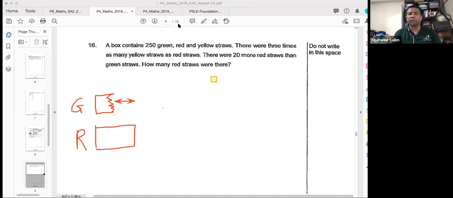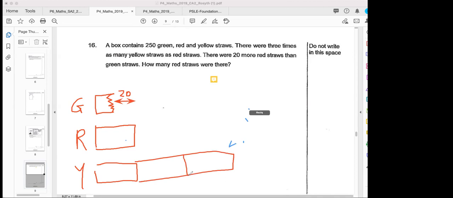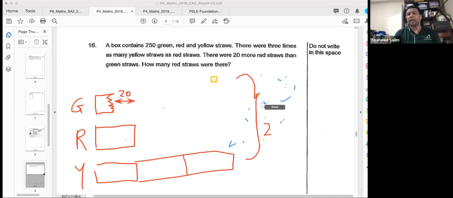See, you've taught me something new. Well done. From here to here, this is 20. Can you see now? And then the yellow is like that. So the whole thing is, aduh, my ears hurt.